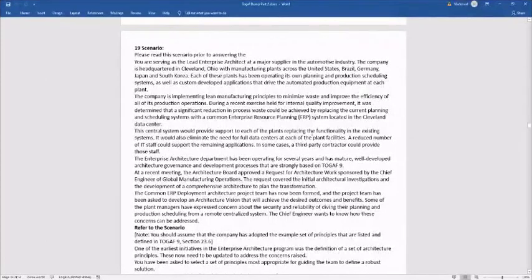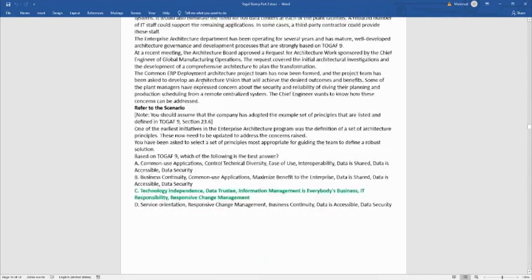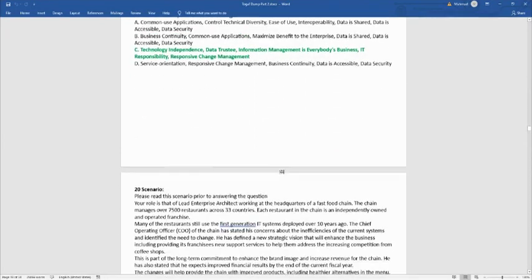Question 19. Please read the scenario and answer the question. You are serving as the lead enterprise architect for another supplier in the automotive industry. The company headquarters is in Cleveland, Ohio, with manufacturing plants across the United States, Brazil, Germany, Japan, and South Korea. The answer is C. Technology independent data trustee, commercial management is everybody's business, IT responsibility, responsive sales management.